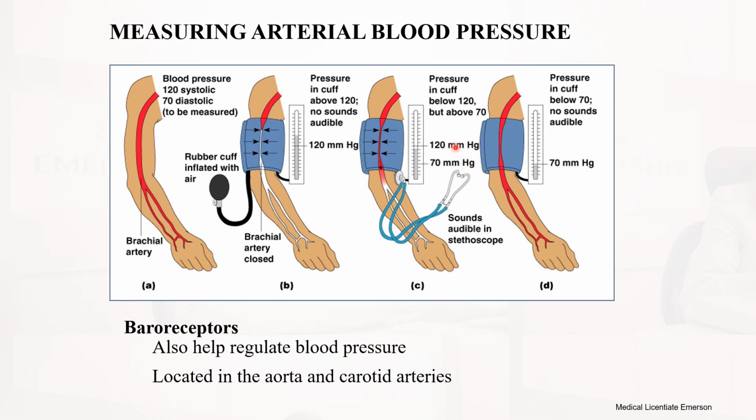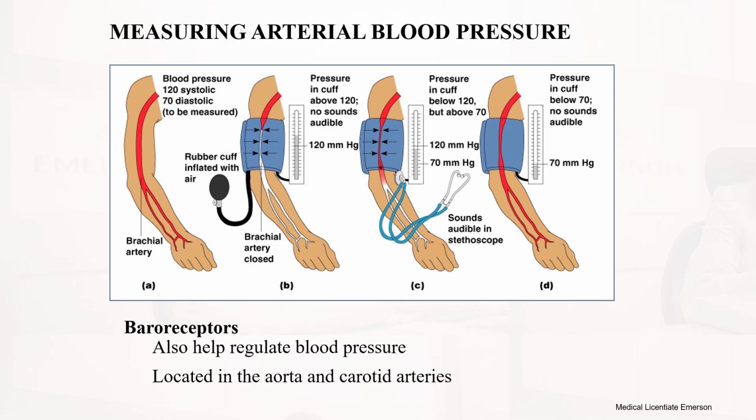Then we have to put the pressure in the cuff below 120 but above 170. So the pressure should be falling in between here. As you are listening, you again lower the pressure in the cuff until there are also no sounds audible. Then that's how you actually measure. But for now we have the digital sphygmomanometer, so there's no need to do this manually.